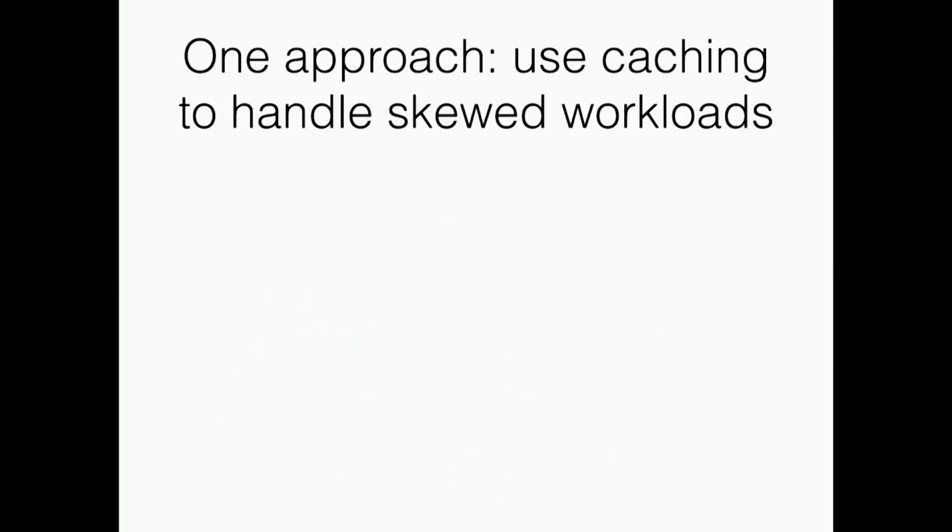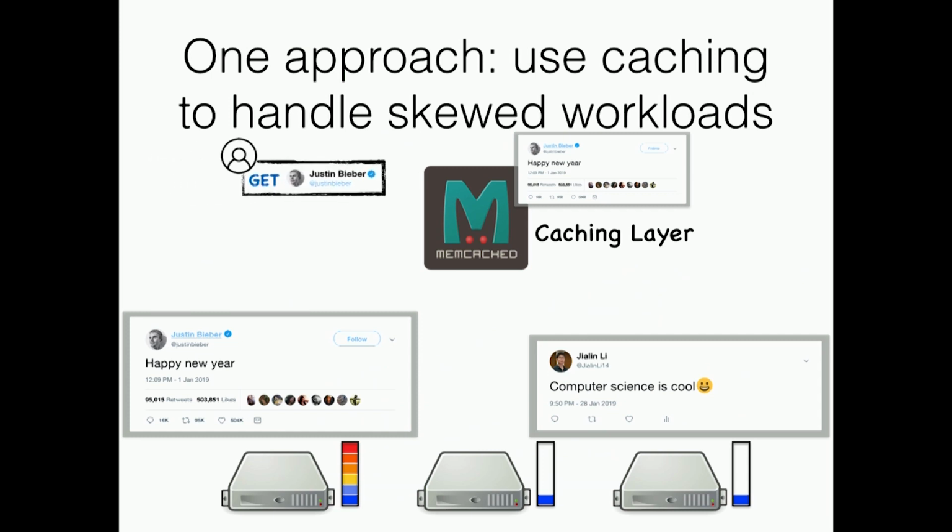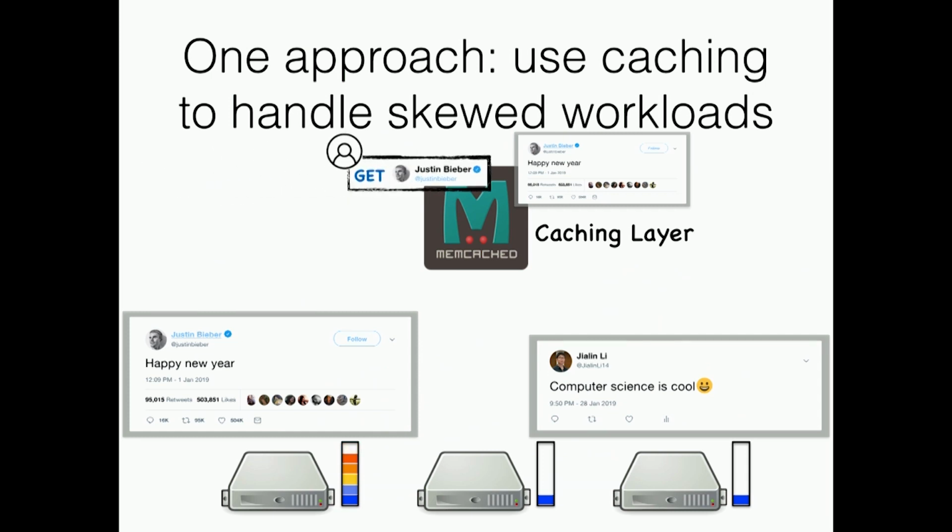To deal with this problem, there are some previous approaches, for example, using caching. If we can build a faster caching layer, and we cache some of these popular items in the cache, then requests to these popular items can be absorbed by the faster caching servers. This approach will help reduce the load on the backend storage system and make the load across them more uniform.